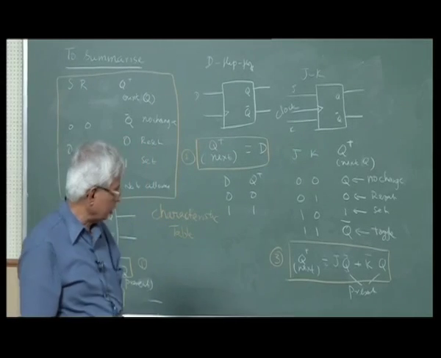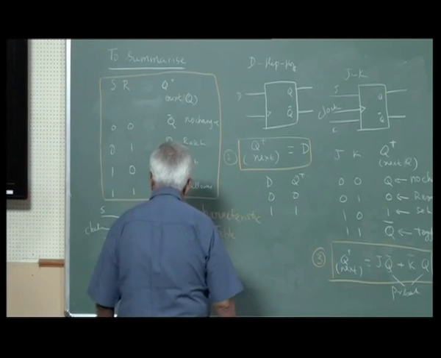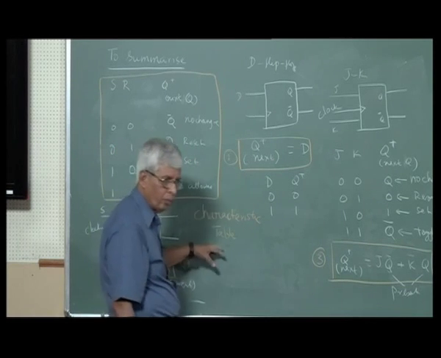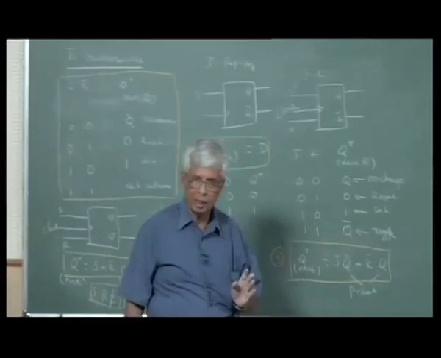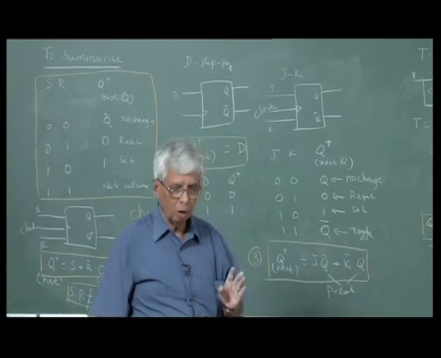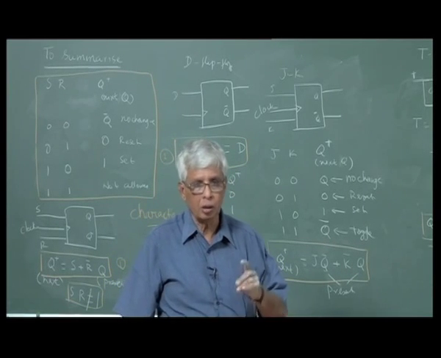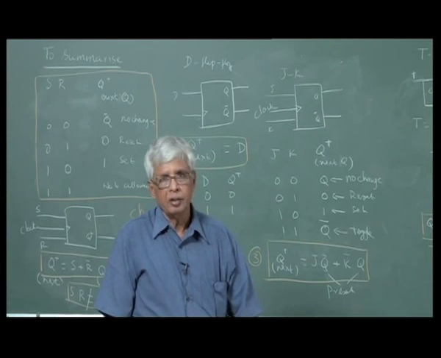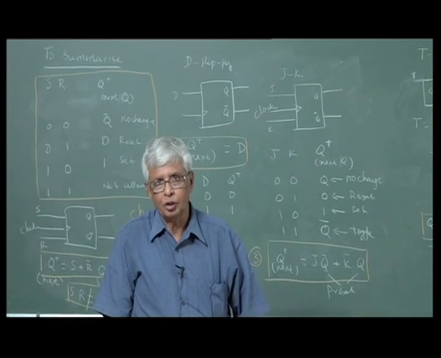Similarly, in a negative edge trigger flip-flop, it changes once, irrespective of what has happened earlier. The output will be recognized only once when the clock goes from 1 to 0, and you have to wait for the next clock cycle, 1 to 0.